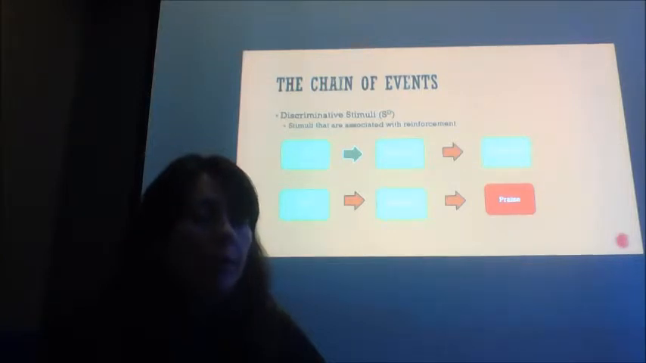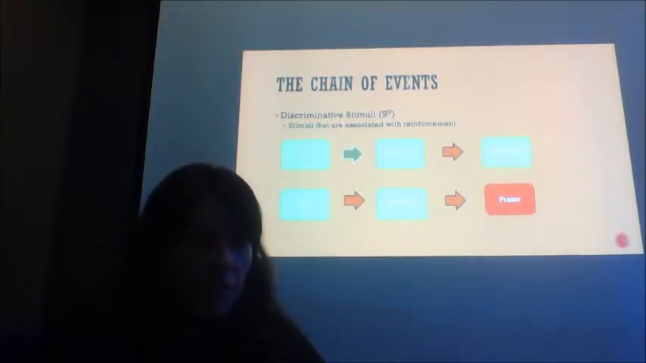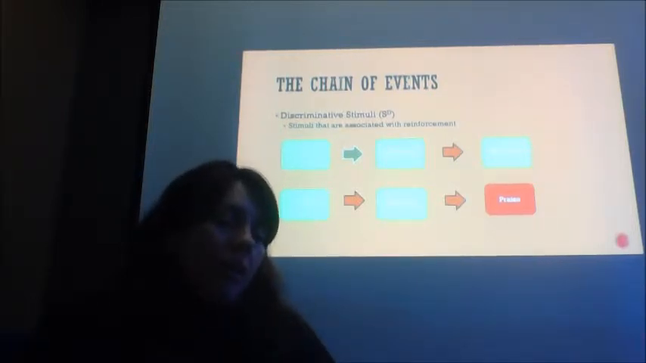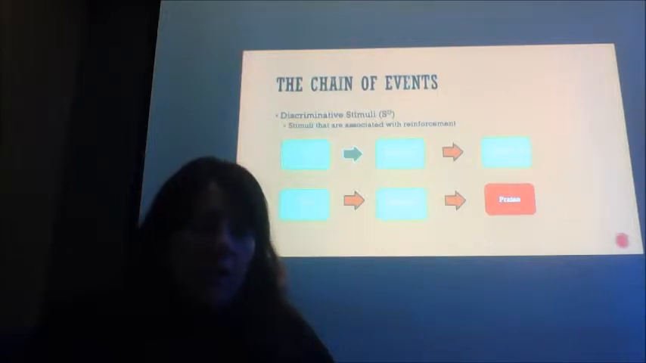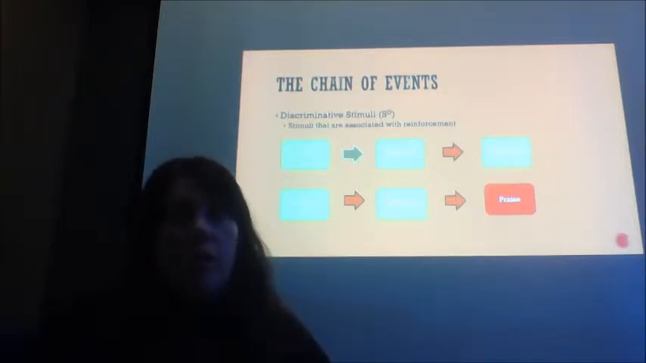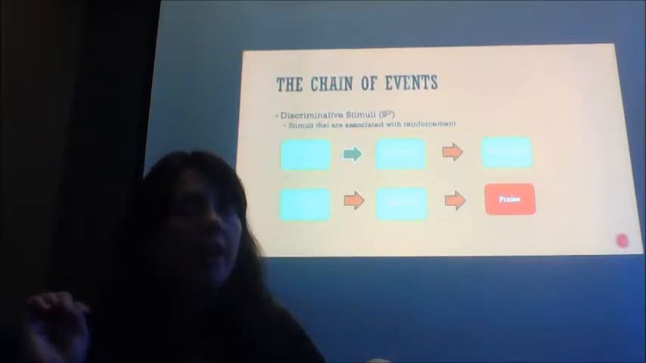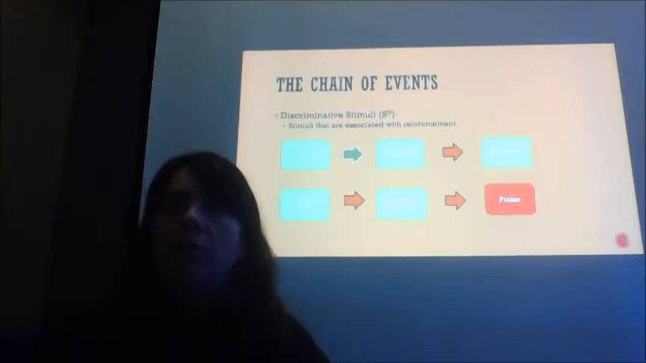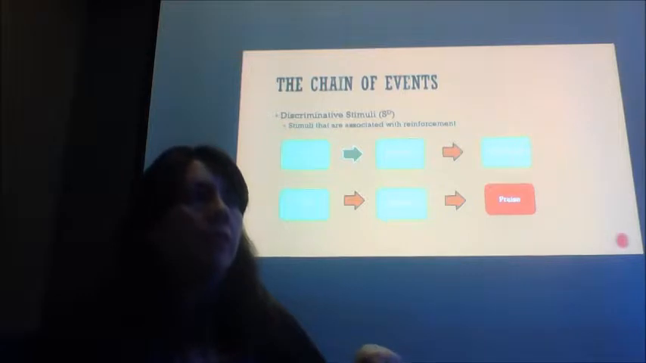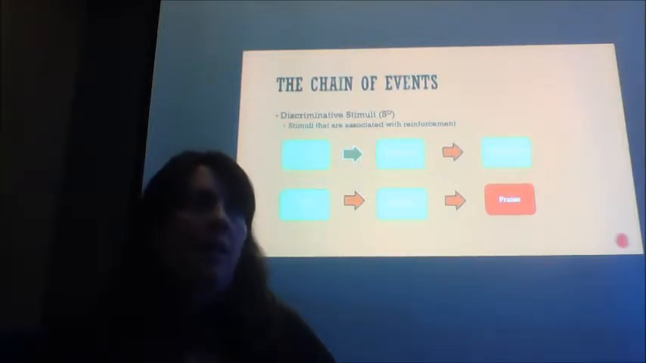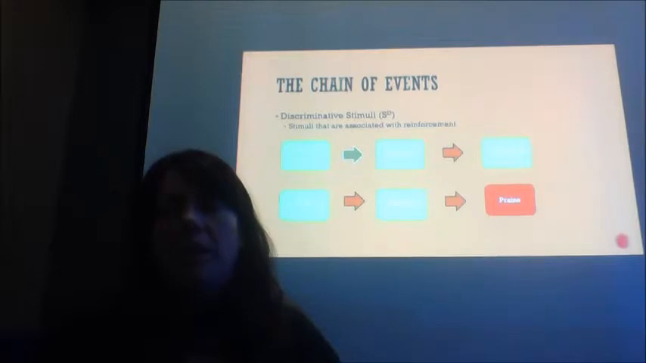So when we talked about stimulus control, we're talking about SDs, which the real word for that is discriminative stimuli. These are stimuli that are associated with reinforcement. Like I said before, the definition of stimulus control was when a behavior happens more in the presence of this stimulus than in its absence. So if I'm trying to teach my dog to stand up, I want it to stand up when I say stand up, not all the time. A lot of times you'll see this with training. You want it to be in response to that command.